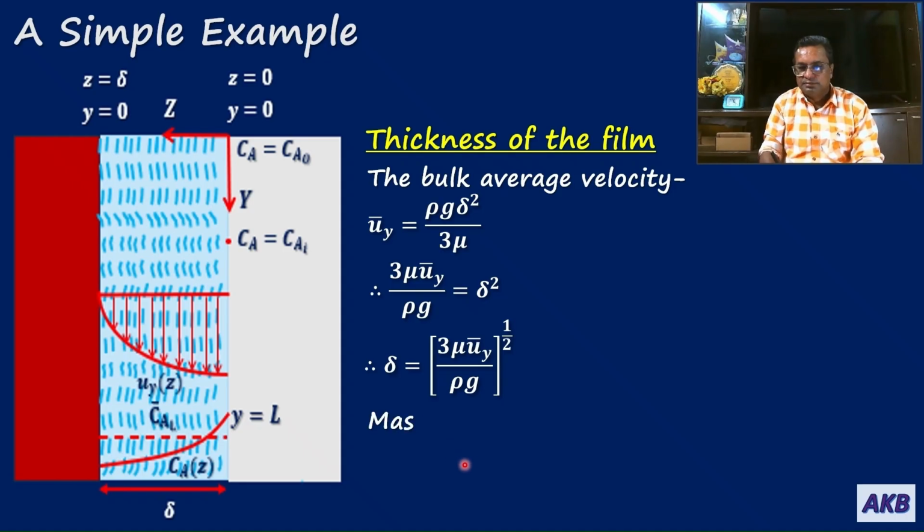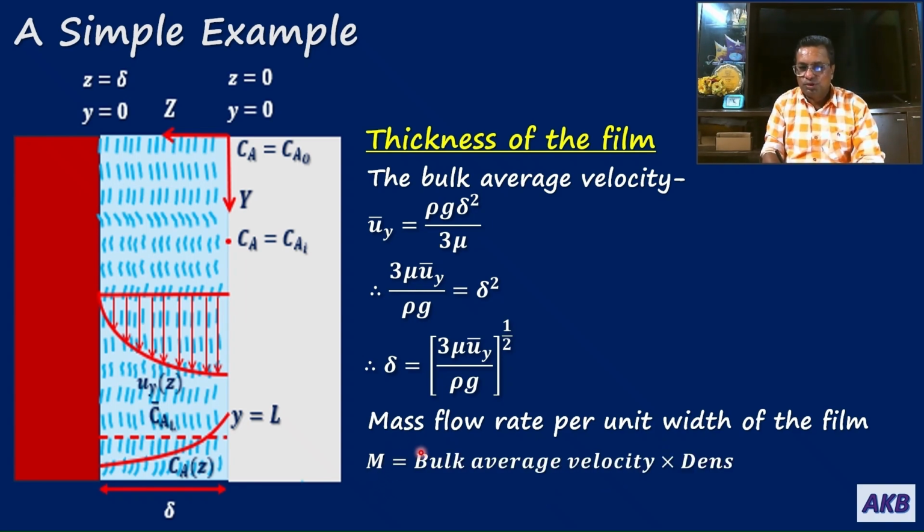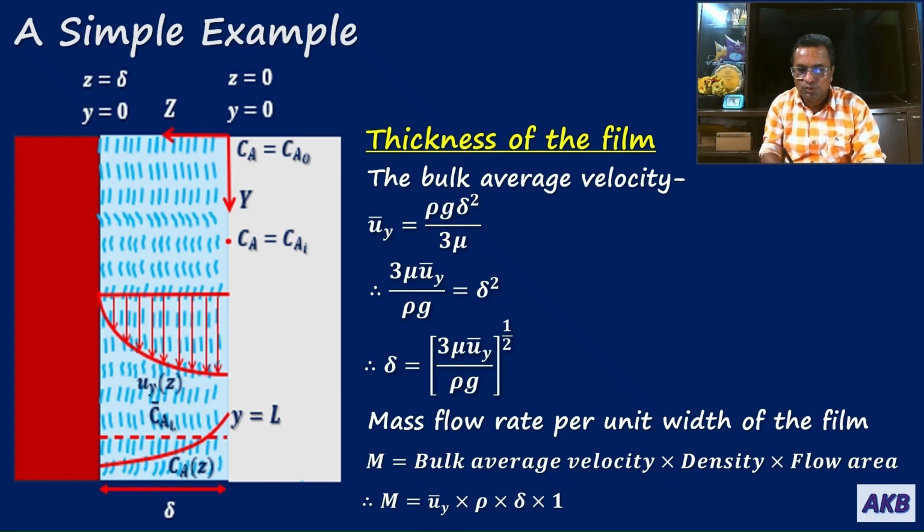So if uy bar is known to you, you can use this equation to get the thickness of the film. But you can also have an equation for delta in terms of mass flow rate. Mass flow rate per unit width of the film. And how is it given? If we denote mass flow rate per unit width of the film by m, it will be given by this equation: bulk average velocity into density into flow area. So this is uy bar, the bulk average velocity, into density into the flow area.